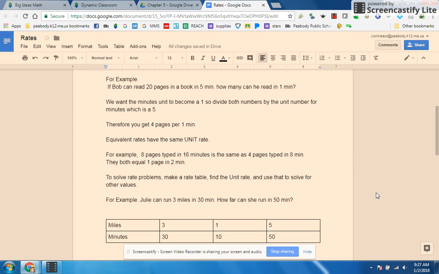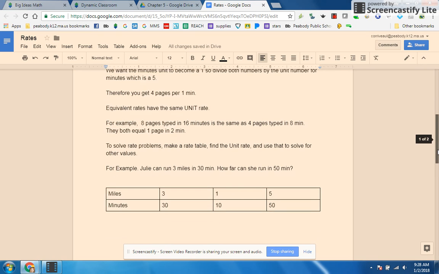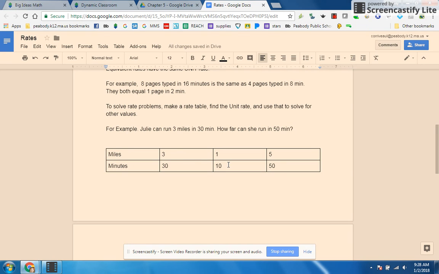So for example, Julie can run 3 miles in 30 minutes. How far can she run in 50 minutes? So this is like the middleman thing that we did before. We have 3 miles in 30 minutes. They want to know how far she can go in 50. Well, 30 doesn't go into 50, so we can make a unit rate. So we divided the bigger number by the smaller number, got 10, just like we did in the last lesson, put a 1 next to the smaller number, and that means she runs 1 mile in 10 minutes.